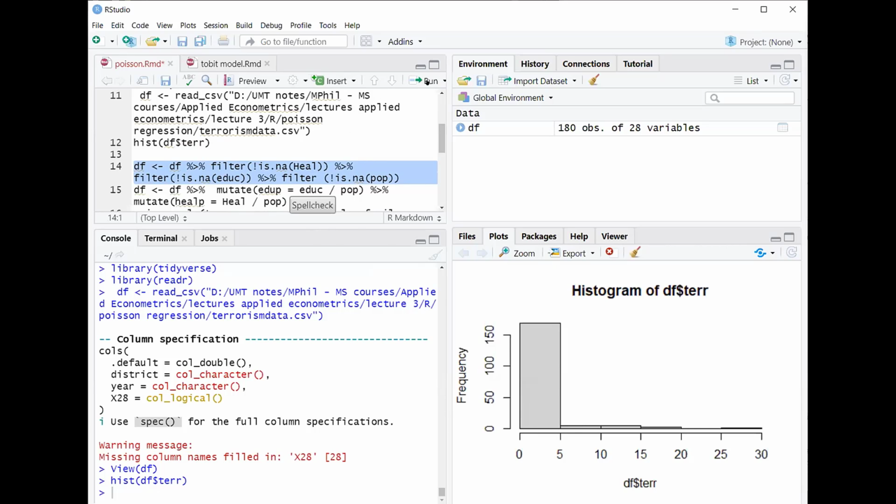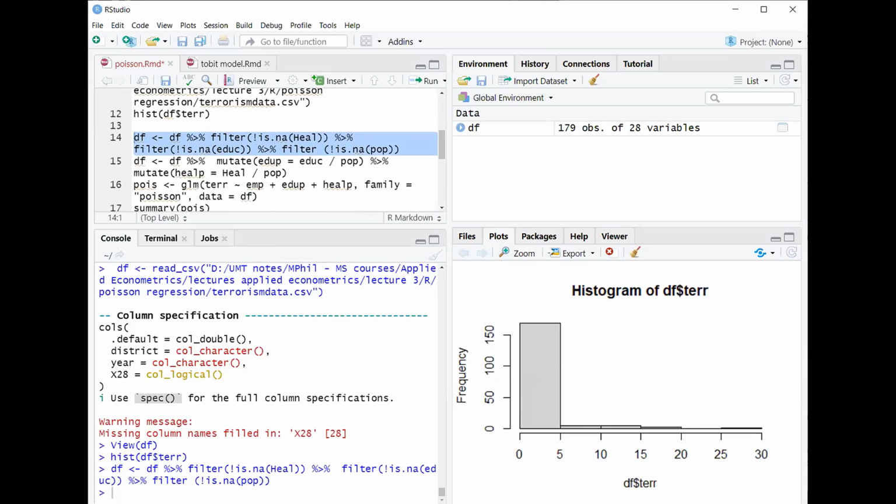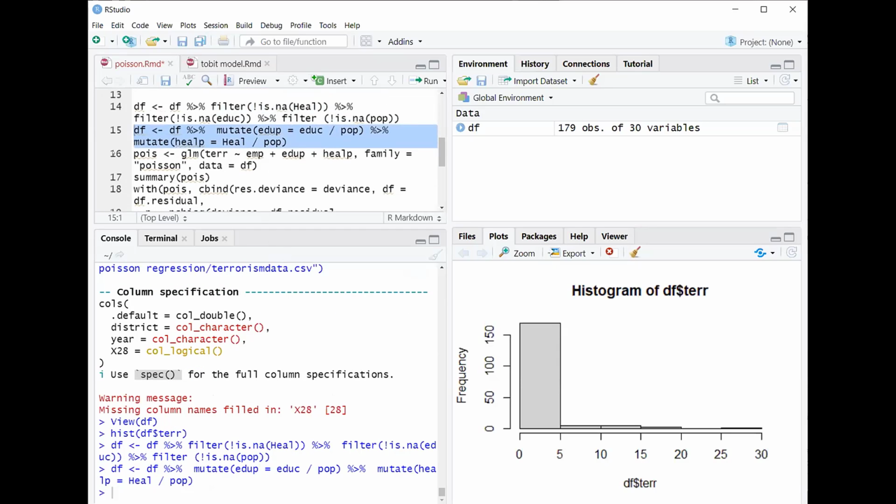So first of all, I am removing missing values from the variables which I am using as independent variables. Then I'm also calculating some new variables. The function to calculate a new variable is mutate. So I pick the data file. The pipe means joiner. Pipe is a joining command. So the first command is pick the data file, join it with the mutate command, join it with the second mutate command. So when I run it, now I will run the Poisson regression.